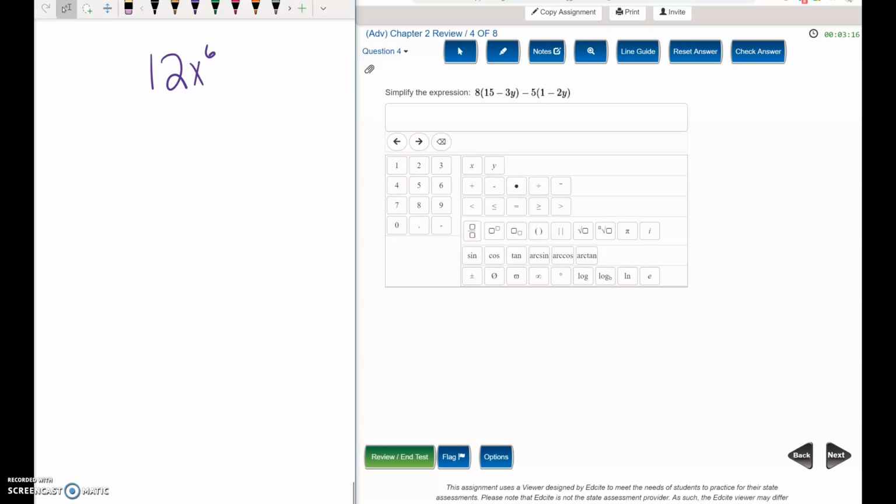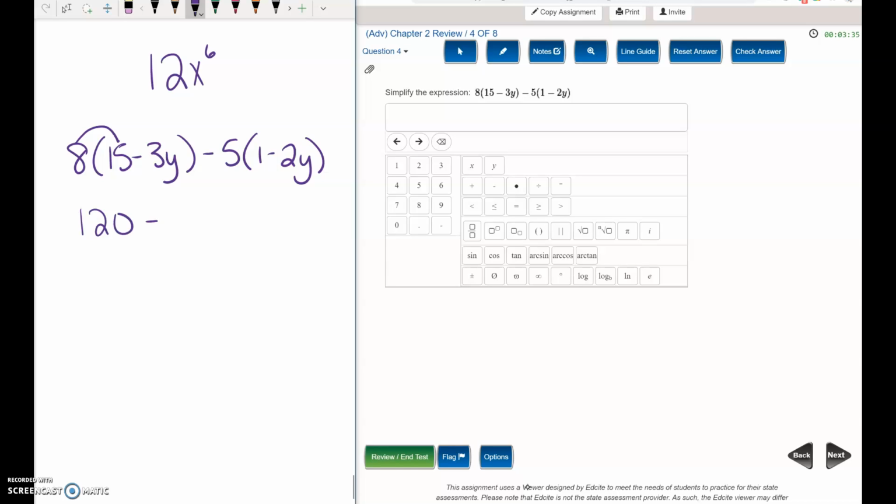Simplify. We're going to distribute. Let me write the whole thing out. Okay, distribute. 8 times 15 is 120. 8 times negative 3y is negative 24y. Negative 5 times 1 is negative 5. Negative 5 times negative 2y is positive 10y.